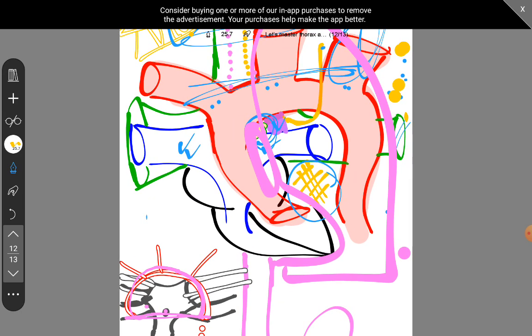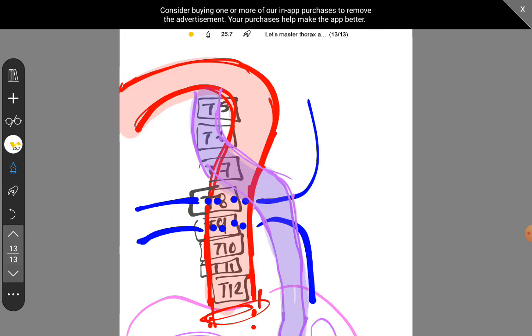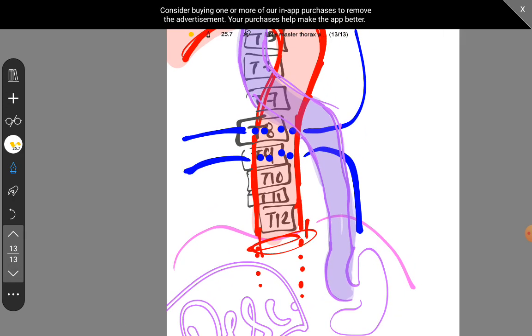This is for the relations. All done. The branches of the arch of the aorta: left subclavian, left common carotid, and brachiocephalic trunk. The clinical points, which are the aortic rotation and the aortic aneurysm, are easy. So read them. If you need anything, text me.